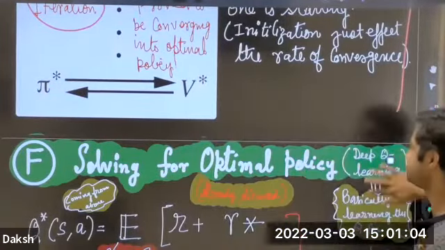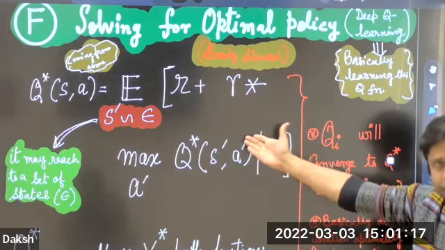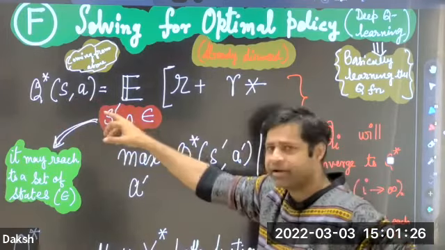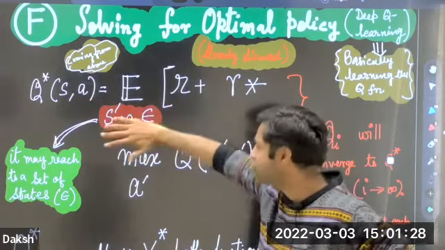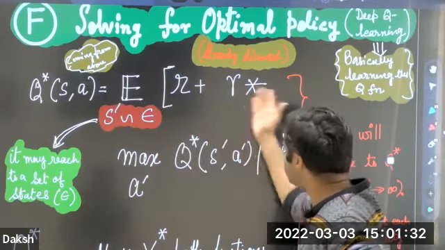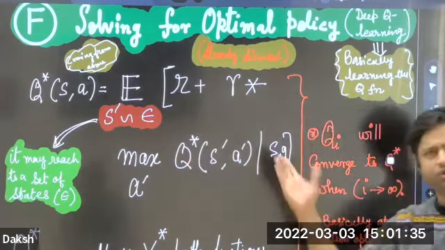Q star of S comma A is this, nothing new. It's the expected value: if you are at state S and you take A, for all the places where you can go, you get the expected value, which is R plus gamma times the max over all of them, S comma A. We have shown this in our last lecture.